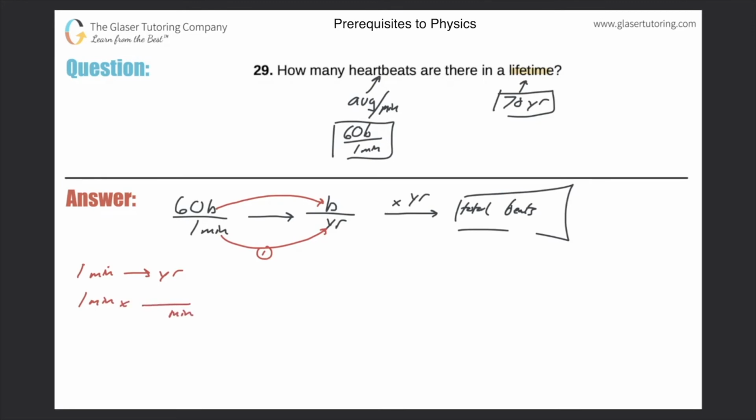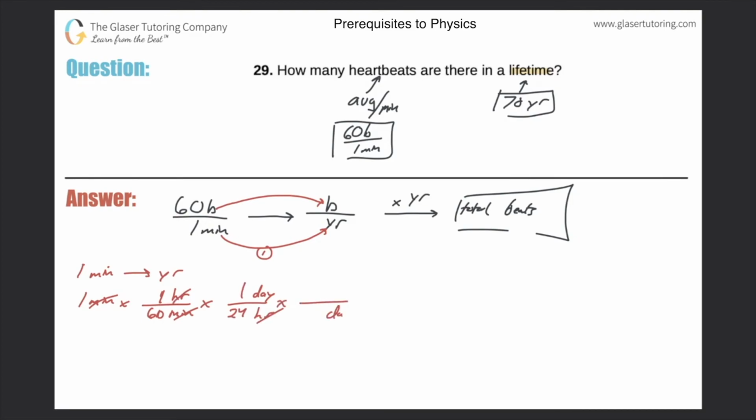I can't put years on the top yet because I don't know how many minutes there are in a year, but I do know how many minutes there are in an hour, 60 minutes in an hour. So the minutes would cancel. Then I'm going to write hours on the bottom. And now I'm thinking, well, I do know how many hours there are in a day. So I'm getting closer to a year. There's 24 hours in a day. Okay, so the hours cancel.